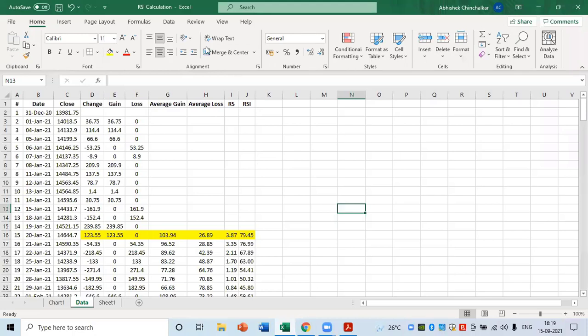Is it visible? Yes, Abhishek, it's visible. Okay, great.